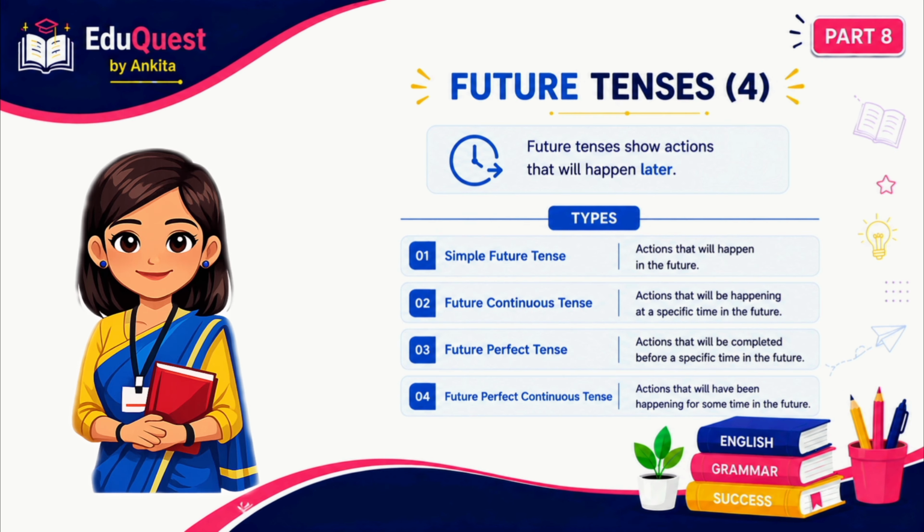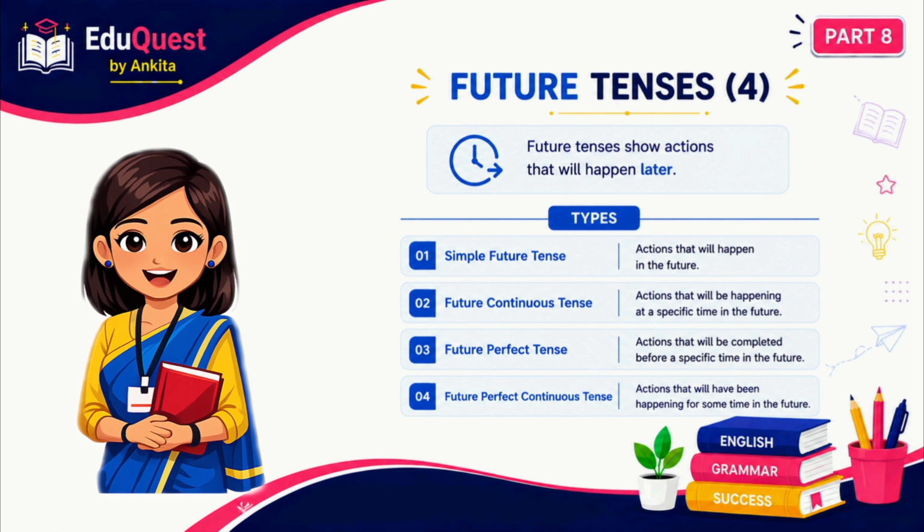The future tenses tell us about actions that will happen in the future. Once you understand these three groups, learning all 12 tenses becomes much easier.